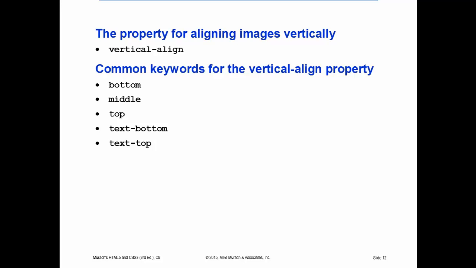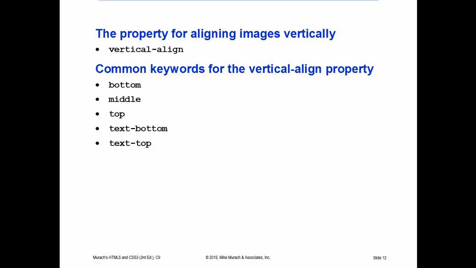Bottom aligns the bottom of the image box with the bottom of the box that contains anything adjacent to it. Middle aligns the midpoint of the image box with the midpoint of the block that contains it. Top aligns the top of the image box with the top of the box that contains it. Text bottom aligns the bottom of the image box with the bottom of the text in the containing block. And text top aligns the top. All right?